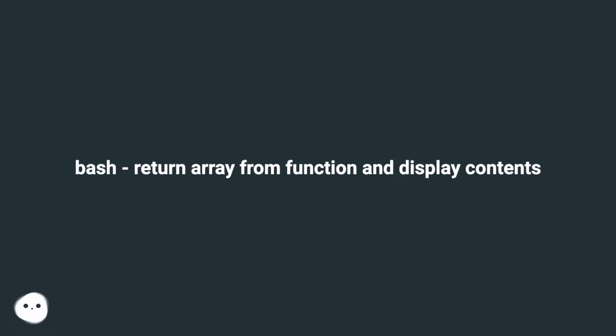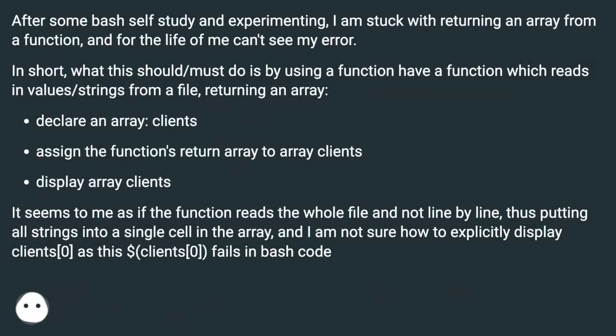Bash return array from function and display contents. After some bash self-study and experimenting, I am stuck with returning an array from a function, and for the life of me can't see my error.